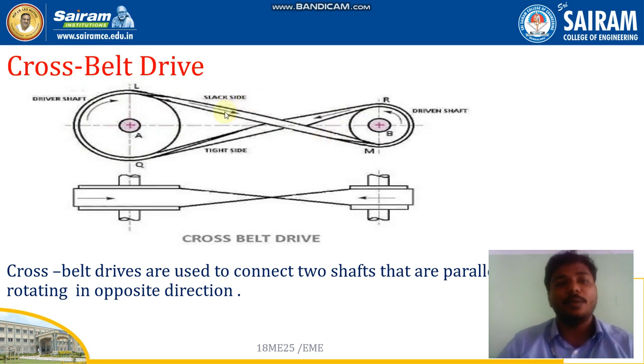When you compare with the open belt drive, it rotates in the same direction, and that open belt drive is also used to transmit power from one shaft to the other. But in the cross belt drive, the belts are connected opposite to the direction, so it rotates in the opposite direction. The remaining procedure is similar to the open belt drive.